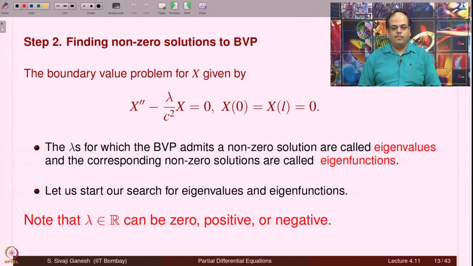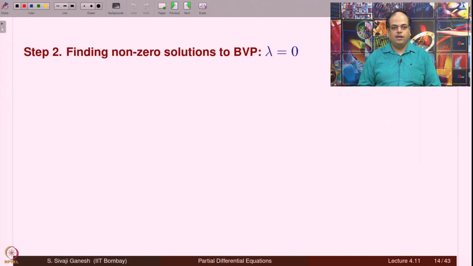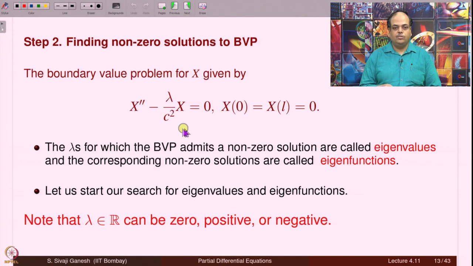Note that a real number lambda can be 0, positive or negative. So, we are going to divide our search into 3 parts. We will ask whether it is possible to get a 0 eigenvalue, positive eigenvalues, negative eigenvalues. That is because the equation is like that: it is X double dash plus some constant times X equal to 0. So, depending on whether that constant is 0, positive or negative, the form of the solution changes. That is the reason for making these separate studies in the 3 cases.